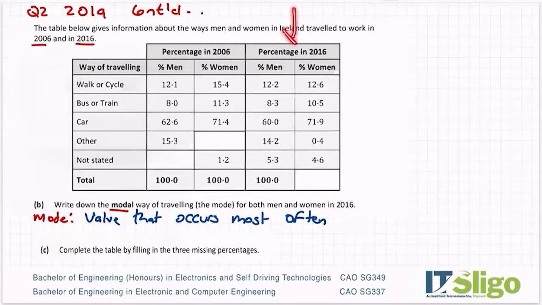Well, we look at the 2016 data, and we can see by far the most people, because this is percentages and 100 is the most, travelled by car in 2016. So the modal way of transport was car. Part C, complete the table by filling in the 3 missing percentages.